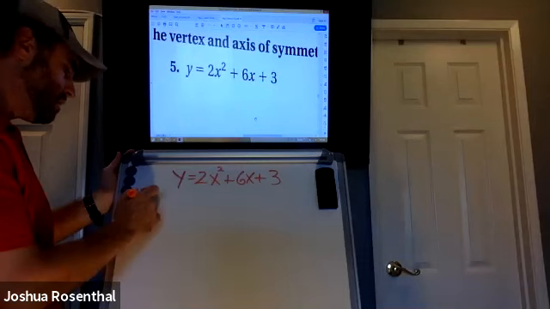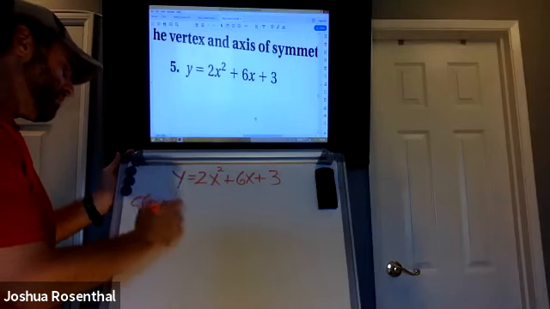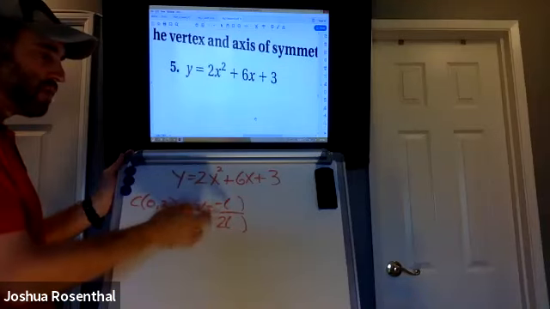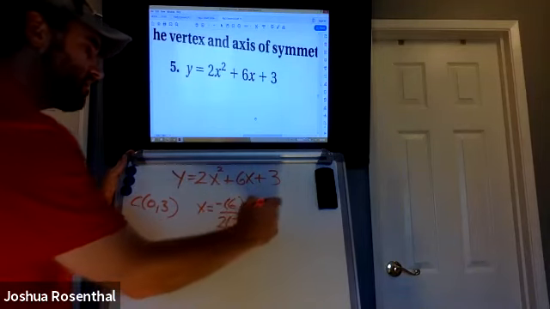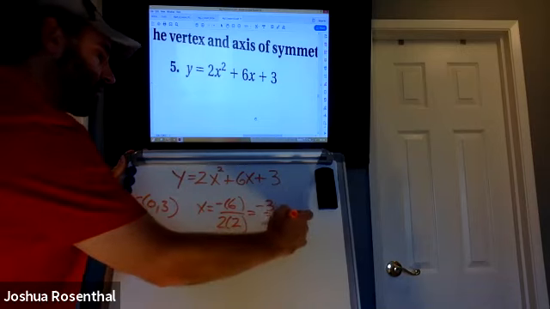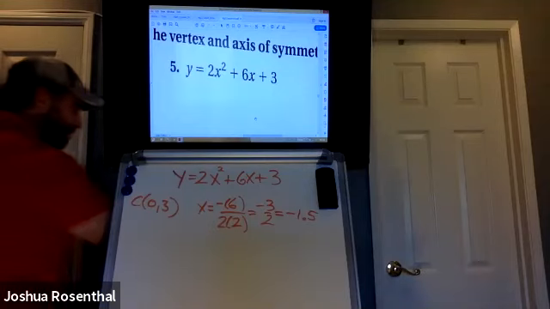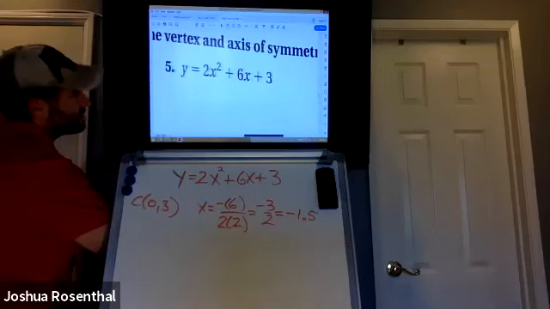Okay, so the y-intercept is 0, 3. It's mostly to the left of the y-axis. I'm doing negative b over 2a here, and I'm just filling them in. Negative 6 over 4 is negative 3 over 2, or negative 1.5. Does this say only find the vertex and axis of symmetry? No, it's a graph, I think. Negative 1.5 is the x value of the vertex? Graph the function, label the vertex and axis of symmetry.